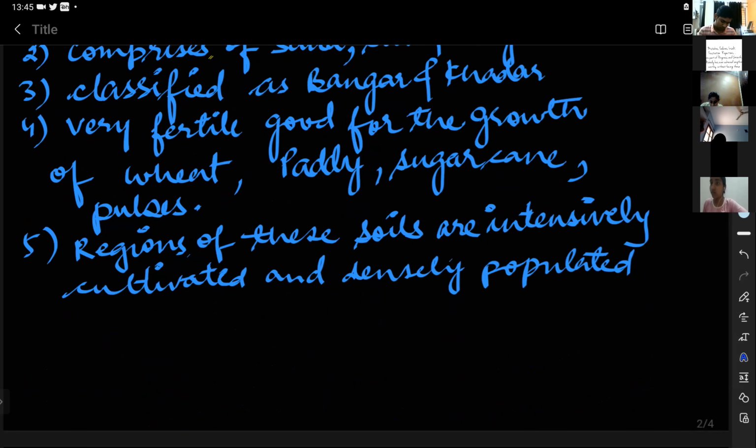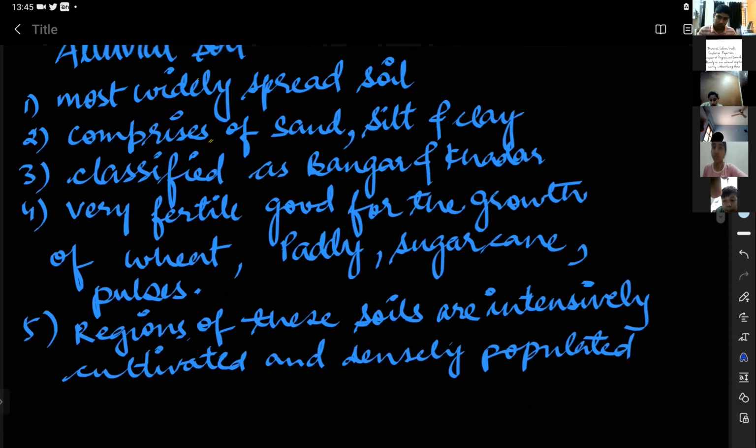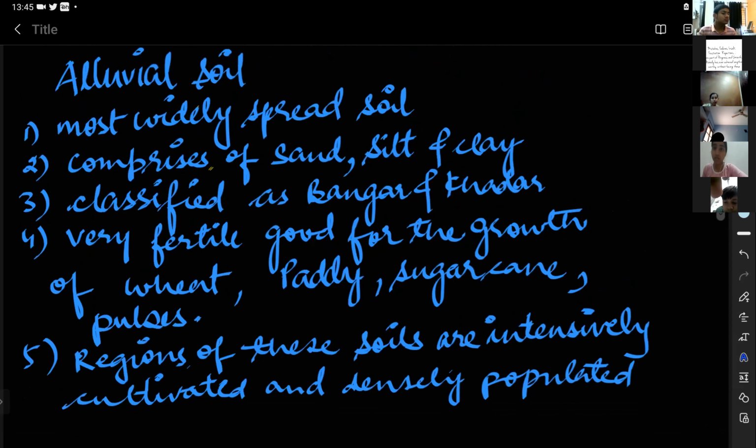Ma'am, can you please scroll up? Ma'am, can I write on the root side or on the plain side only? You can draw the types of soils on the plain part, and the writing part you can do on the root side. That will be okay. Ma'am, what do you have written in the fifth point? And densely populated.